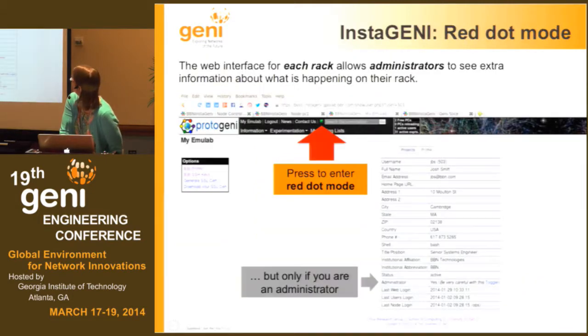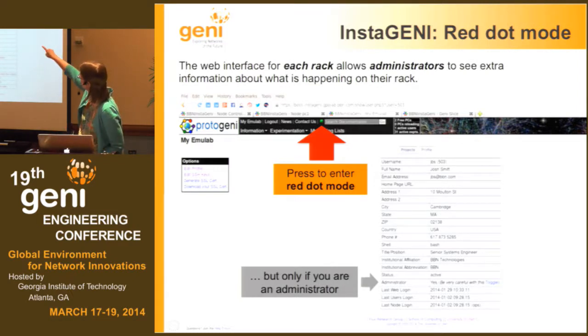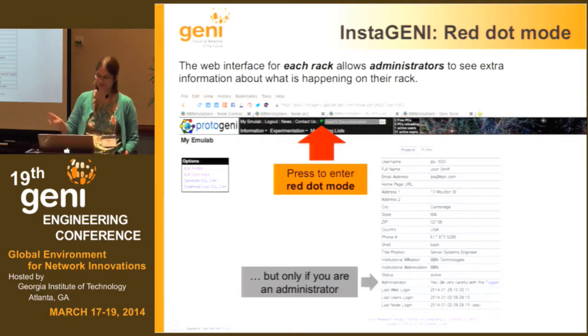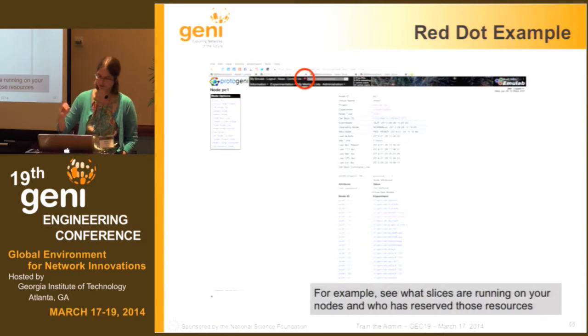All right, then InstaGENI has this thing called red dot mode. If you go onto the individual rack, there's the web interface, and it allows administrators, and only administrators, to see a little bit of information. There's this green dot that you'll see if you're an admin, and you'll be listed as an administrator if you are. If you click on the green dot, it puts you in red dot mode, and basically on the various pages there's additional information that shows up.